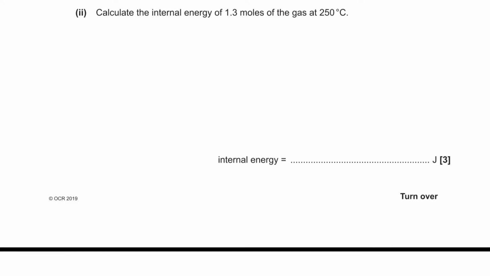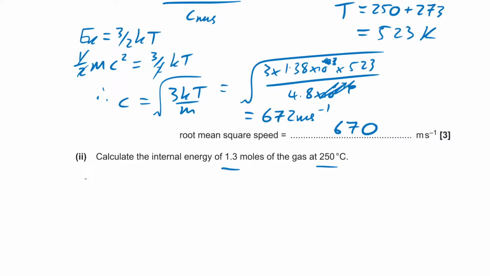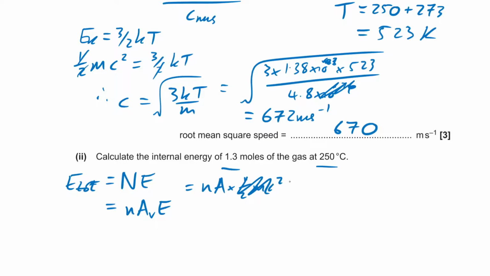Calculate the internal energy of 1.3 moles of the gas at 250 degrees C. So we have the energy of one molecule. Total energy is equal to the number of molecules times the energy of one of these. So that's the number of moles times Avogadro's constant times the energy of one molecule, n times Avogadro's constant times half mc squared, but of course we can replace that with 3/2 kT. So that's 1.3 times Avogadro's times 3/2 times Boltzmann's.